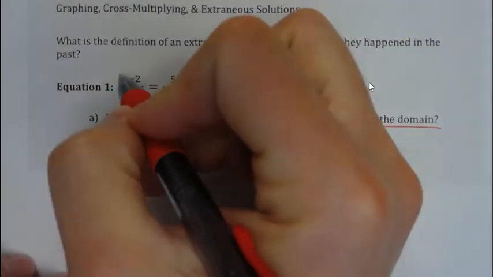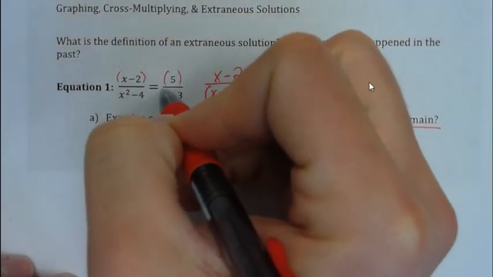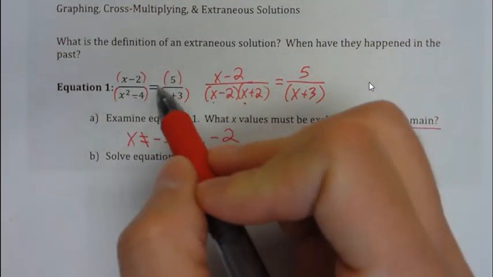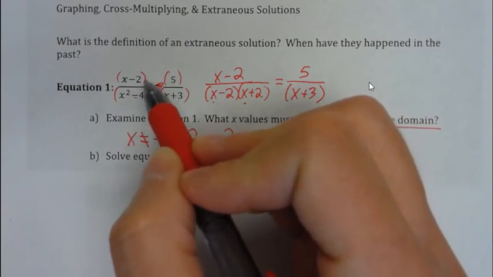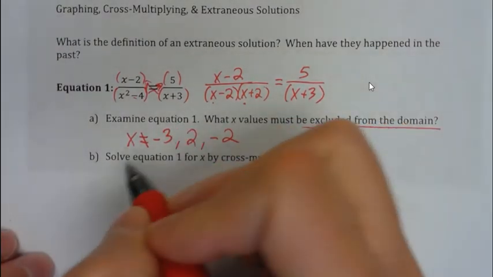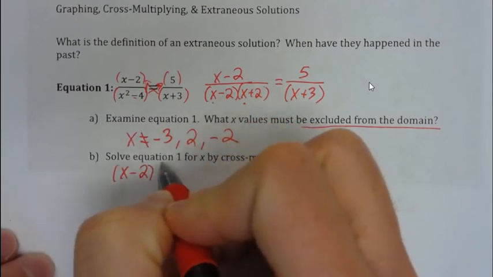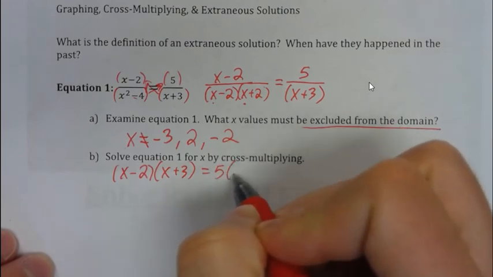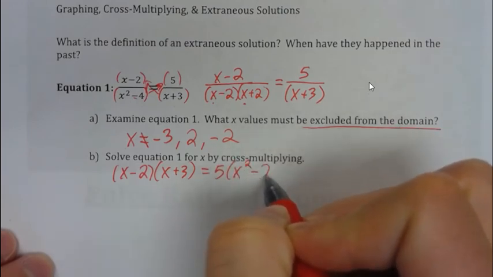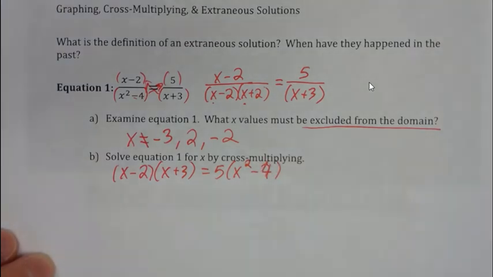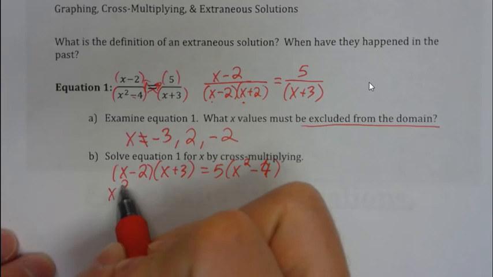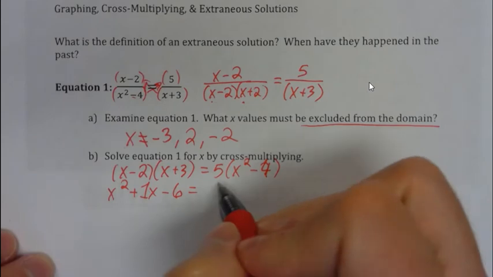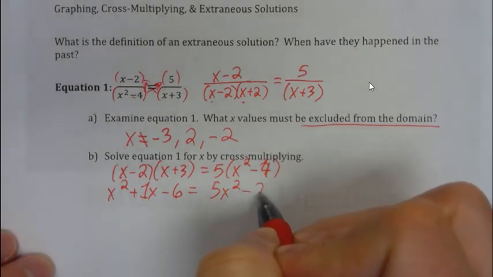So we're going to cross multiply now to solve this problem. We would have parentheses in all three of these parts. I'm going to cross multiply by doing bottom left times top right and bottom right times top left. This should be old news for you guys. So we would end up with x minus 2 times x plus 3, and then we have 5 times x squared minus 4. Then we can just multiply everything out. On the left side we would get x squared plus 1x minus 6. On the right side, we have 5x squared minus 20.